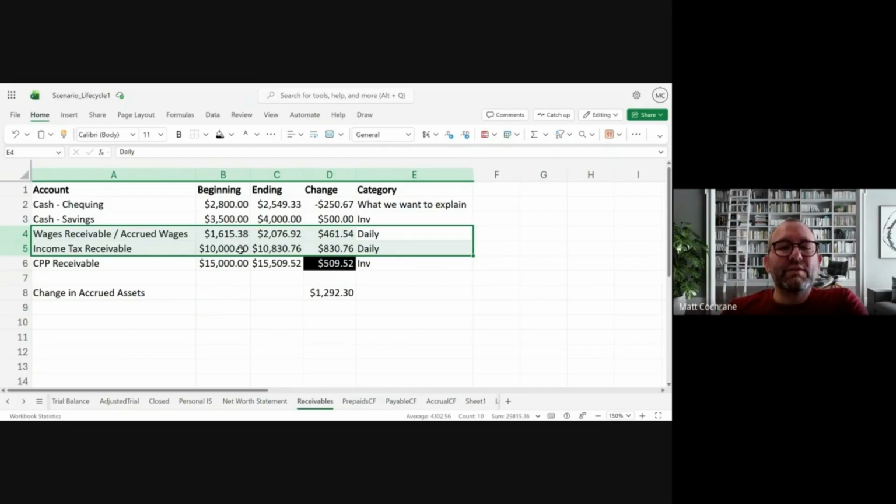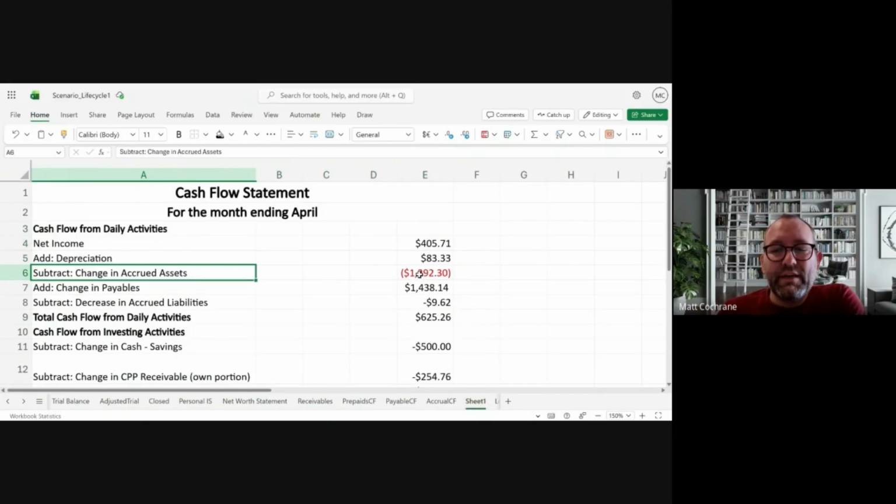Income tax receivable is a similar thing. Okay, we've paid money into our income tax receivable account with the CRA if you're in Canada. And that amount that we've paid into it has changed from the beginning balance to the ending balance. So we've paid $830.76 into that. Our net income has that increase in that asset involved in it, and we have to back that out. So we have to subtract this change in accrued assets. Okay, so that total is the $1,292.30.